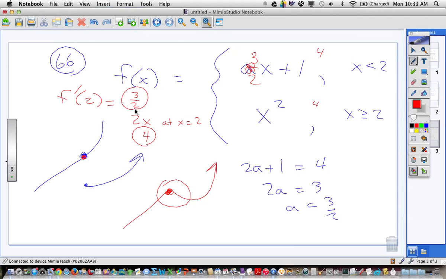Because this goes to number 67. Did you have to do 67 also? Yeah. Okay. This is what I love about 66 and 67, they're the exact same questions, but they ask them differently, right?